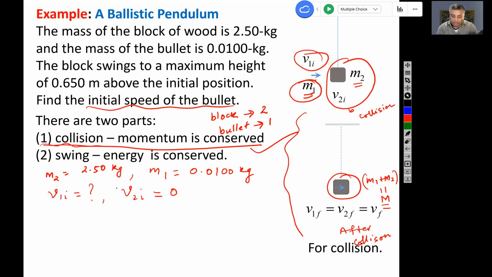So we know the masses, we know the initial velocity of the block, but we don't know the initial velocity of the bullet. That's what we want to know, okay? And after collision, do we know what happens, the final thingy? All we know is after collision, it starts moving with a common speed because both of them are together. So I can simply write this here, VF, and I don't know VF.